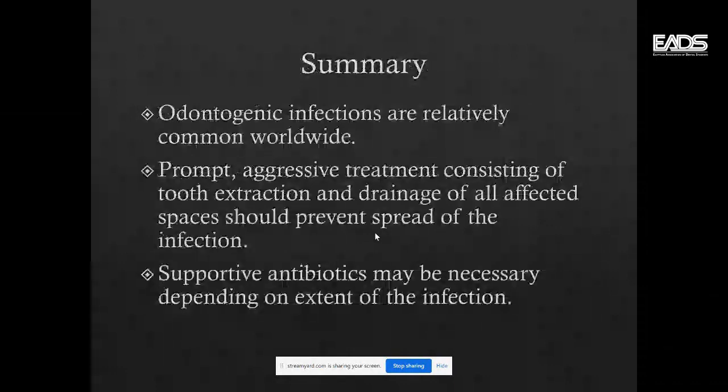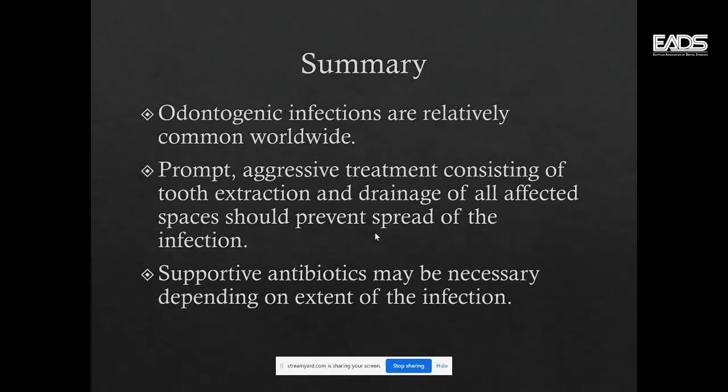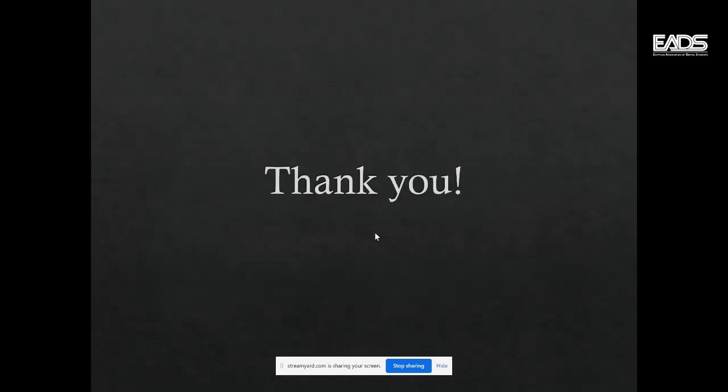drainage tube. So in summary, odontogenic infections are relatively common worldwide. Prompt and aggressive treatment consisting of tooth extraction and drainage of all affected spaces should prevent spread of infection. Supportive antibiotics may be necessary depending on the extent of infection. So I think this is all. Thank you very much.